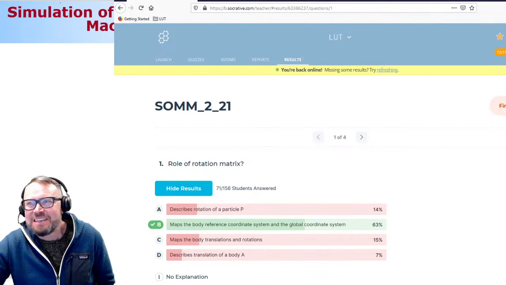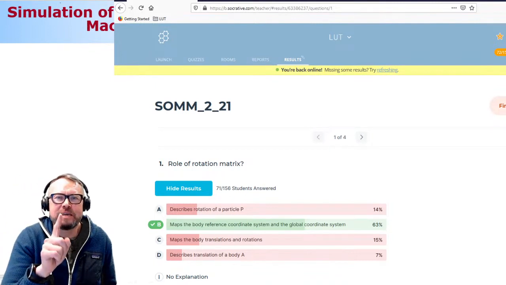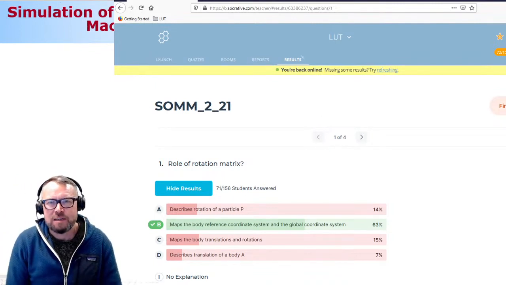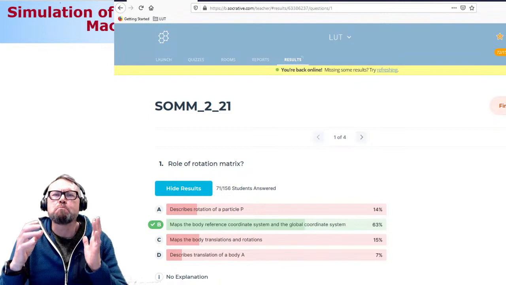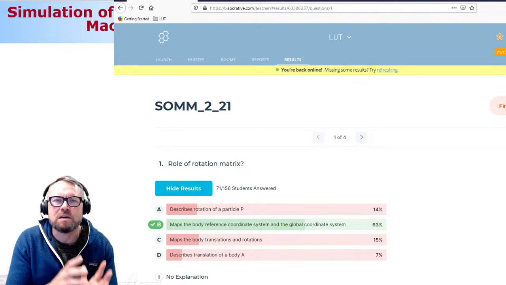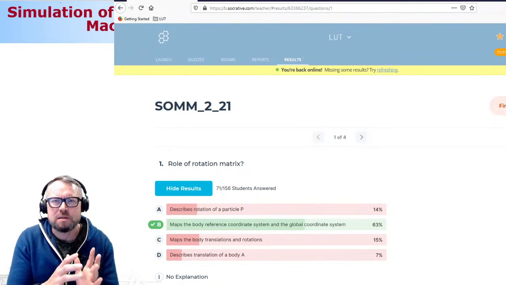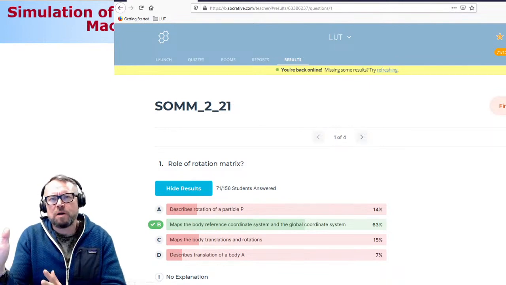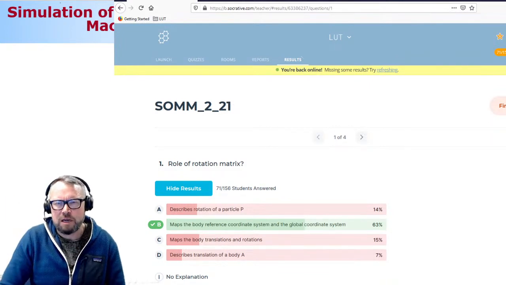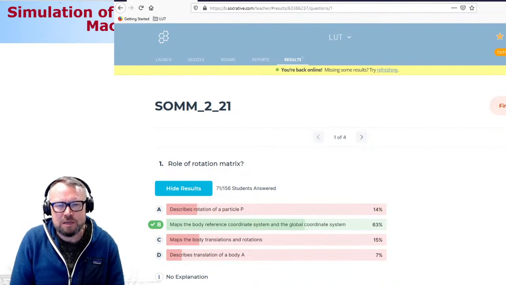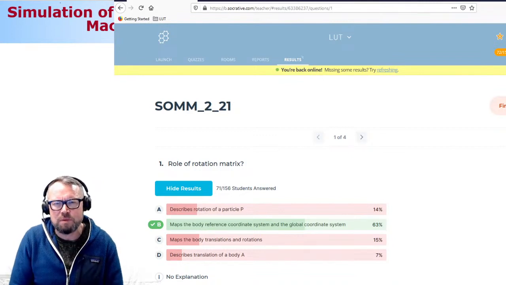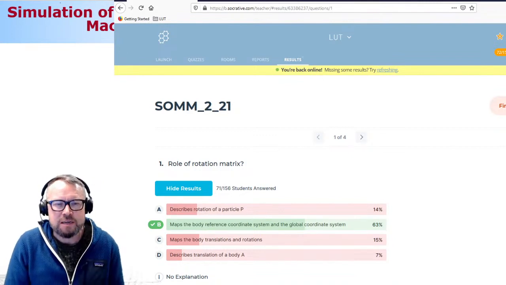Okay. Description of particle: absolutely incorrect. Very incorrect. Why? Because rotation of particle is non-existing. There is a rotation of the body reference coordinate system, but not rotation of a particle. This option will be available in my future in-class quizzes, very often. Never ever pick that, because this is so incorrect that you don't believe it. So don't use that.